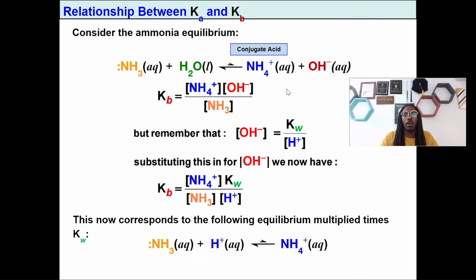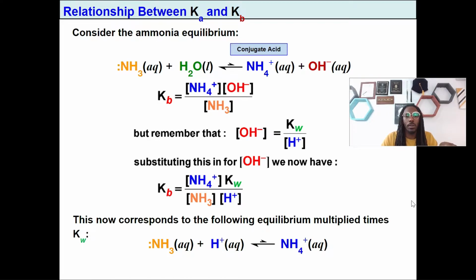So when we have our Kb value, a couple different things we're going to realize, because we're talking about the relationship between Ka and Kb. So OH minus, we should go back and realize OH minus concentration is equal to Kw over H plus concentration. So if we substitute this value for our OH concentration, it's going to look like this: NH4 plus times Kw over H plus times NH3.